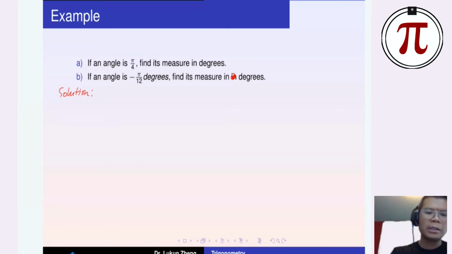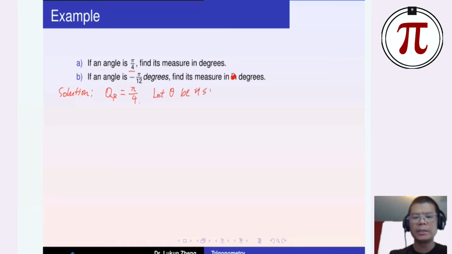So, solution. Now this angle is given as pi over 4. Since there is no unit given, as we said, if no unit is given, it is measured in radians. So we know that this pi over 4 is in radians. So we have theta r equals pi over 4, and let theta be its measure in degrees.